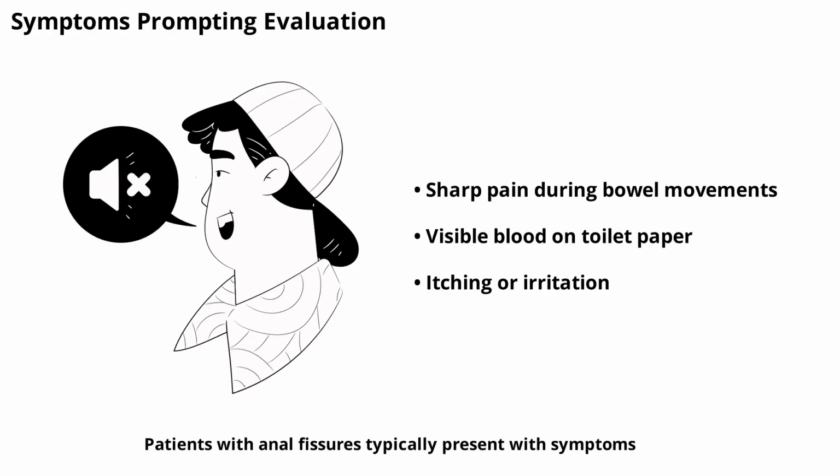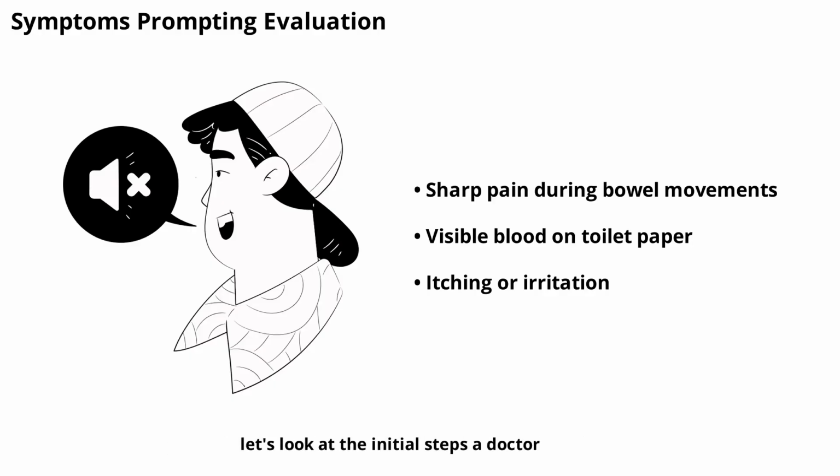Patients with anal fissures typically present with symptoms such as sharp pain during or after bowel movements, visible blood on toilet paper, and sometimes itching or irritation around the anus. These symptoms are often the first indicators that prompt individuals to seek medical attention. Recognizing these signs early can lead to timely evaluation and treatment, preventing complications and chronic discomfort.